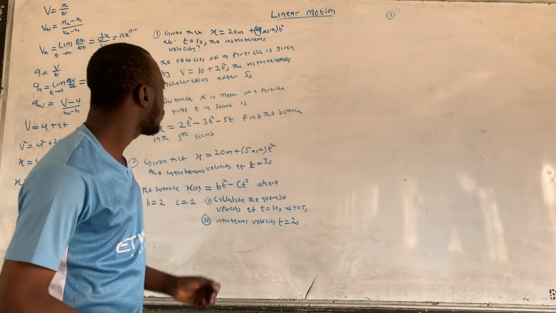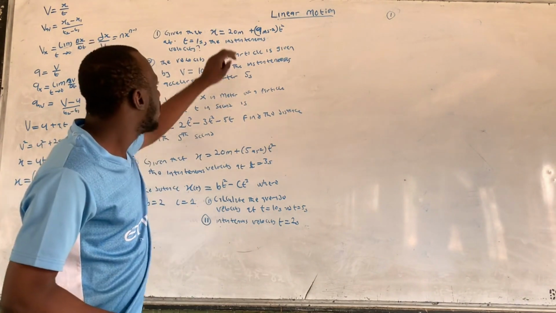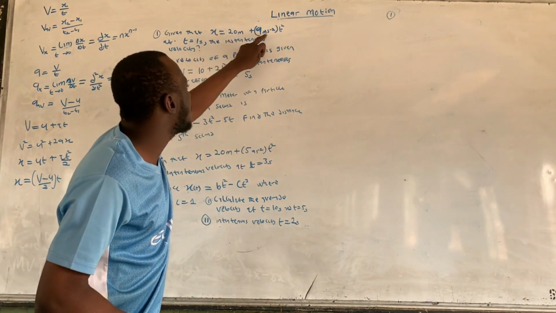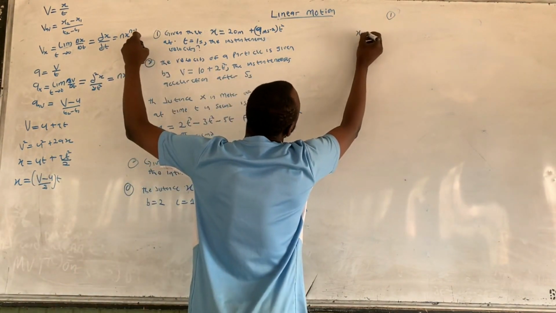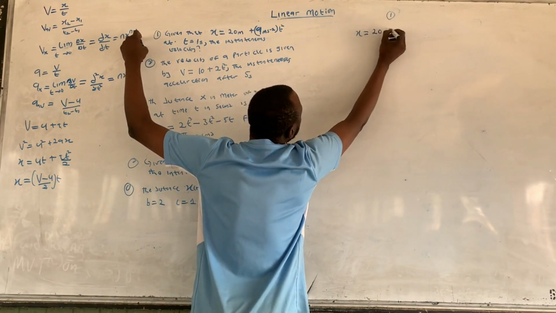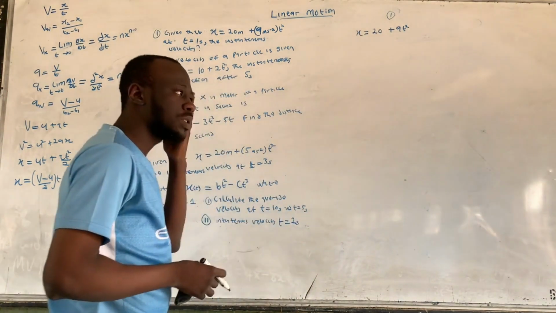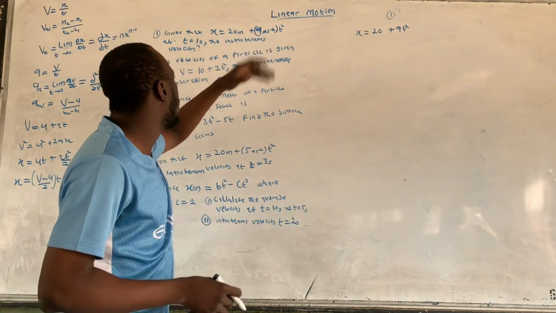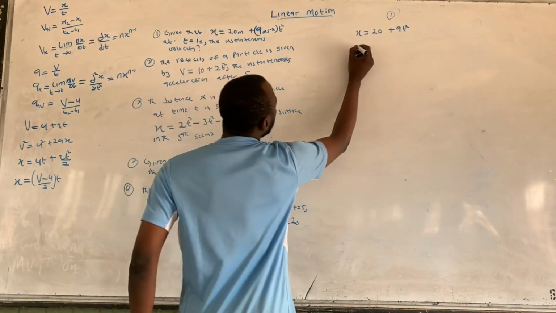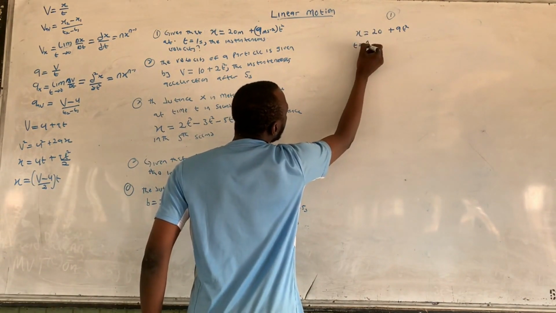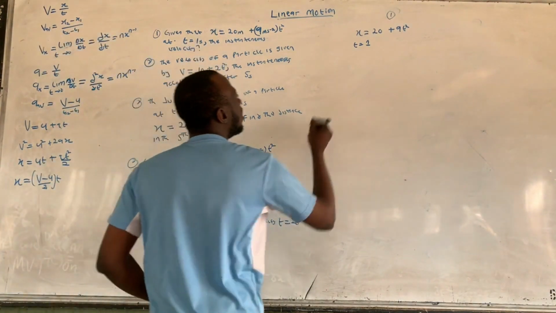State that, given that x, meaning distance, is 20 meter plus 9 meter per second squared times t squared, meaning our x distance was 20 plus 9t squared. Since all these are units, we can move it. At t equals 1, at time equals 1, we were asked to calculate the instantaneous velocity, Vx.